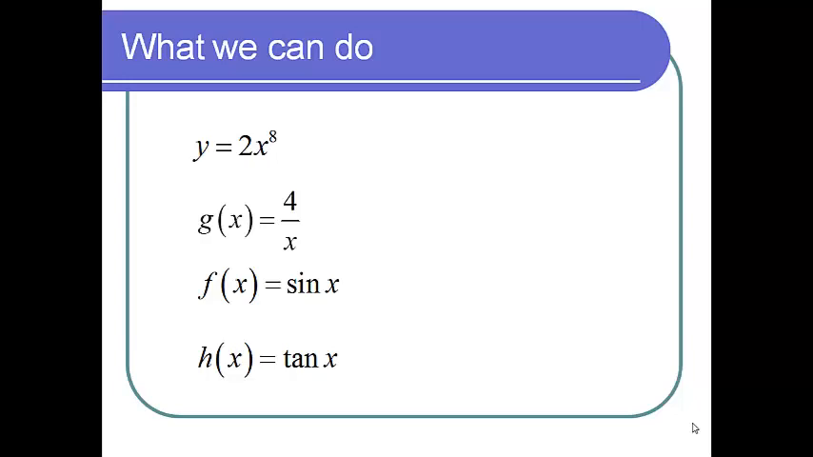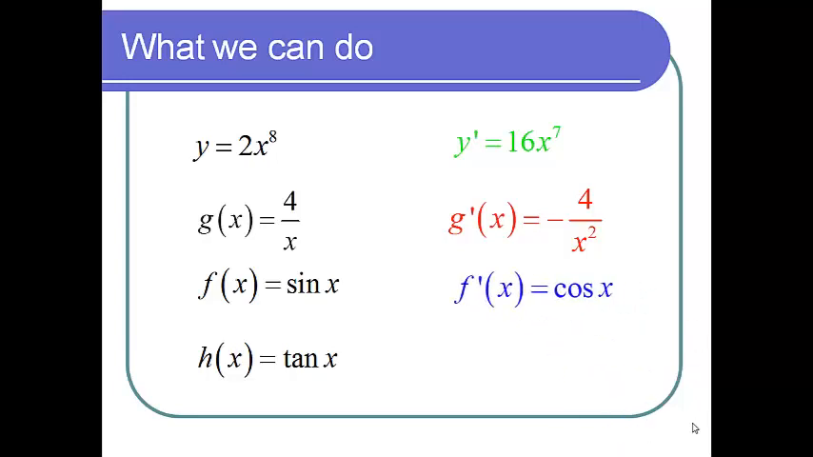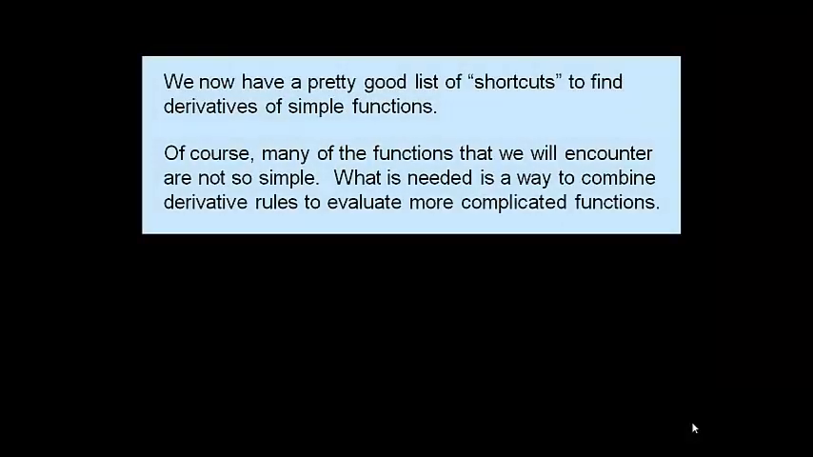So for the first function, y equals 2x to the 8th power, of course we can use the power rule. And for g(x), we can use the power rule, and we would get that as an answer. And for the derivative of sine of x, you have that memorized, and that would be cosine of x. And tangent of x, you have that memorized, and that would be secant squared of x. So these are all things that you can easily do and we have learned the rules for. So we have a pretty good list of shortcuts that allow us to find the derivatives of simple functions.